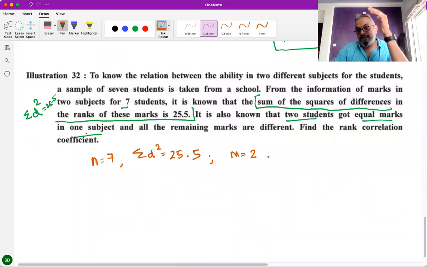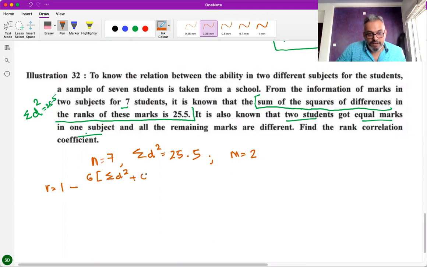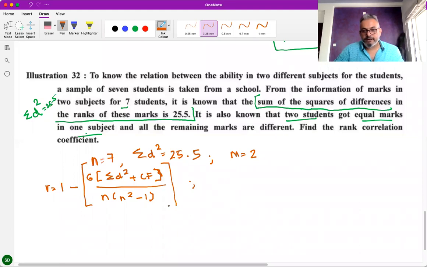Now what we have to find? We have to find r. So first let's find CF, or let's write the formula. r is equal to 1 minus 6 times sigma d square plus CF, where CF is the correction factor, upon n square minus 1. Now, CF is equal to sigma of m cube minus m by 12.